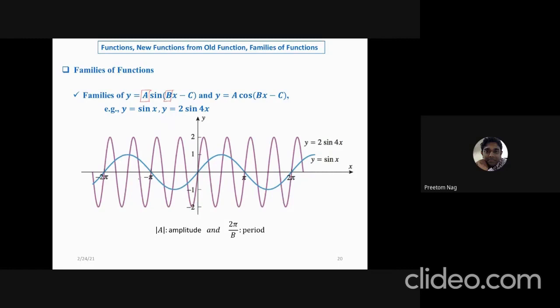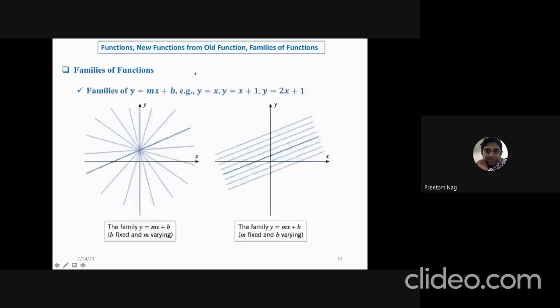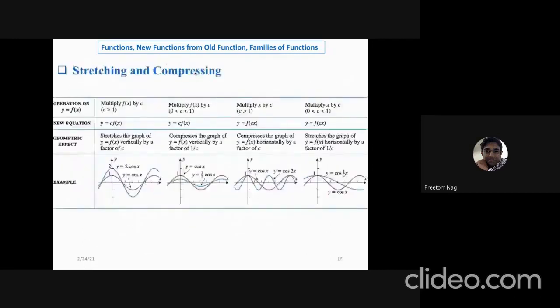Here we are also applying the stretching and compressing property. As you know, if we multiply x by some number greater than 1, the graph will compress. If we keep this table in memory, the graph becomes much easier. So if x is multiplied by a term greater than 1, the graph will compress.